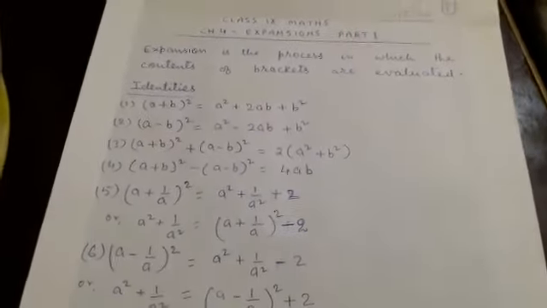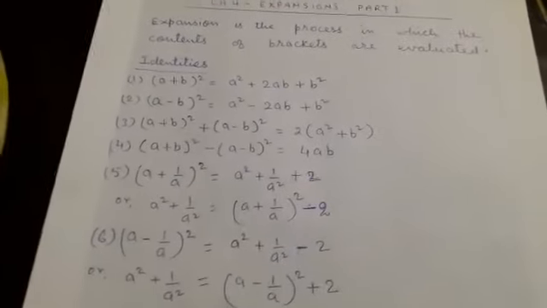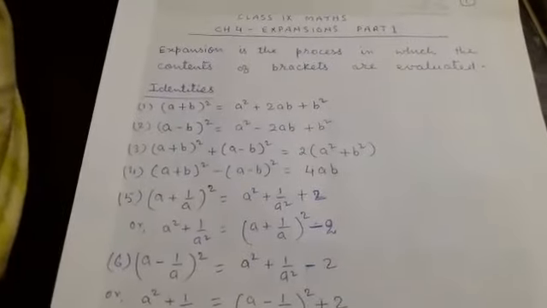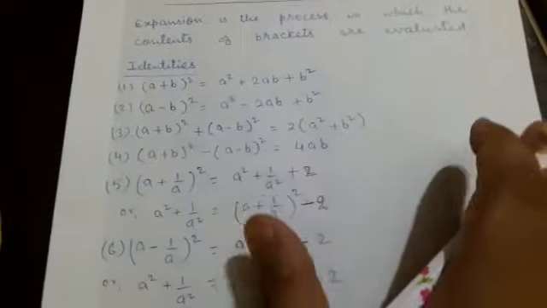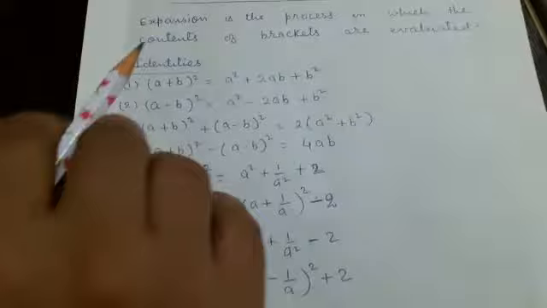In the previous class, we completed the coordinate geometry chapter 26. Today we are going to start chapter 4, Expansion, part 1. Expansion is the process in which the contents of brackets are evaluated. Here we will learn some identities.